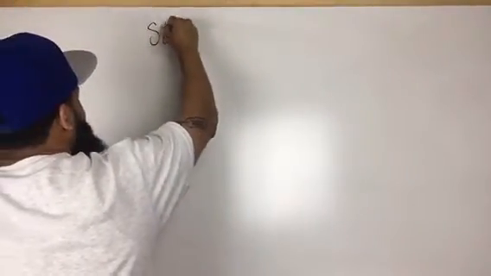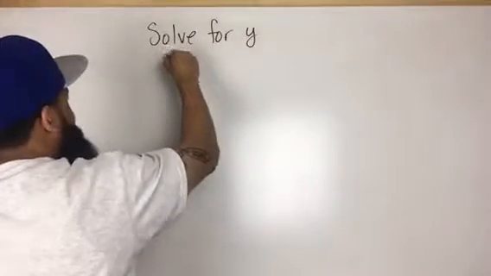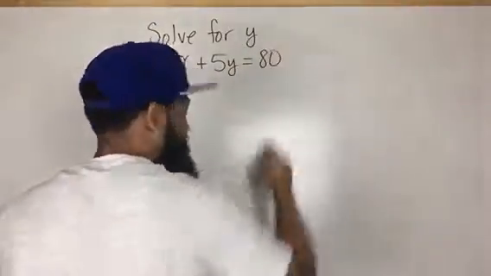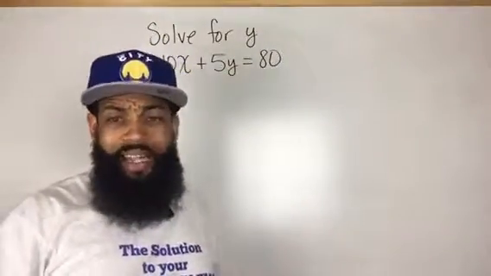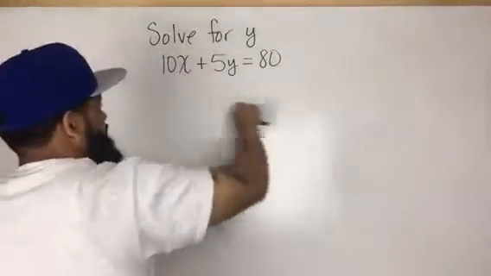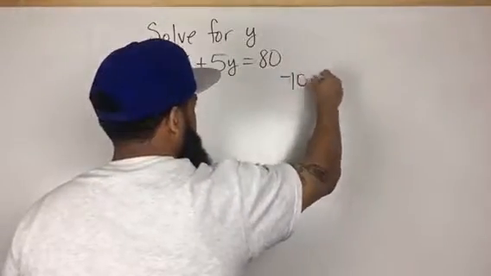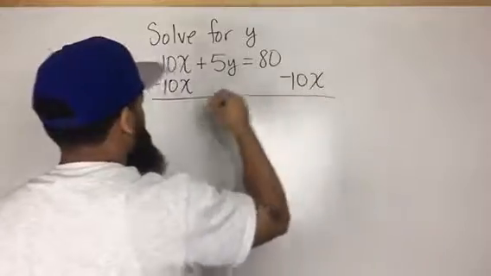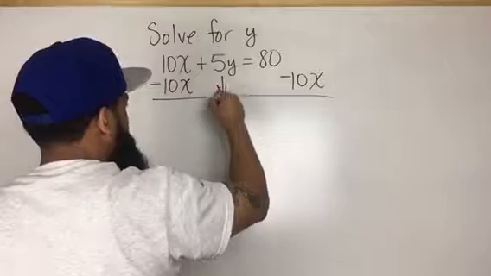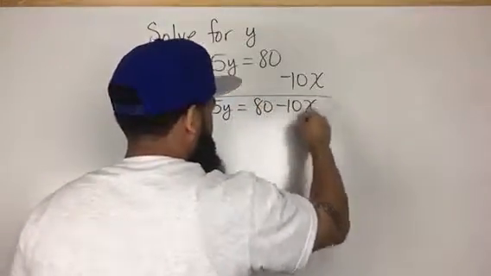Let's start off with x and y. So I want to solve for y. And I have 10x plus 5y equals 80. Now, in order to solve for y, I need to get the x term to the right side of the equal sign. So I need this x over here. I'm just going to simply subtract 10x there, subtract 10x on the other side to keep it balanced. 10x minus 10x is 0, so that's gone. Bring down my 5y. 5y equals 80 minus 10x.